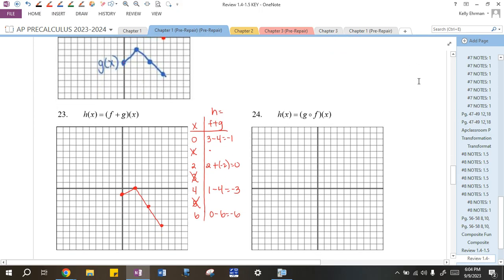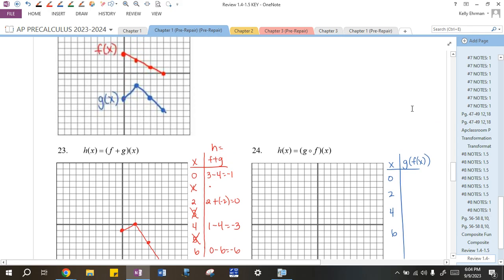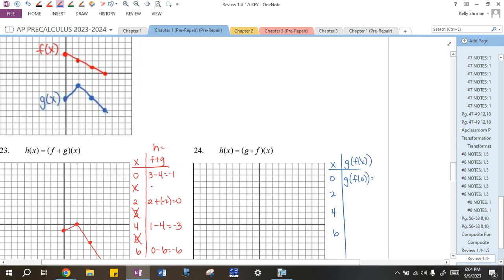Okay, what about g composed with f? So this is one, again, we had this in our composite functions packet. G of f of x, and we're plotting 0, 2, 4, and 6. Okay, so let's make sure this works. G of f of 0. Okay, what does that equal? That's g of f of 0 is 3. Ooh, okay, so this one we're going to kind of estimate, okay? It's fine. It'll be fine because we can do slopes and stuff.